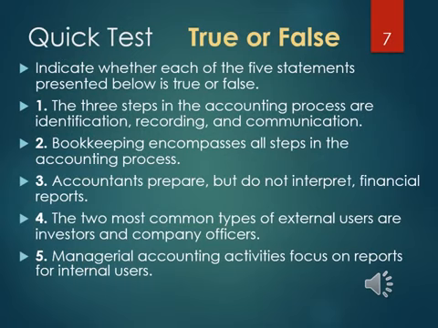Indicate whether each of the 5 statements presented below is true or false. 1. The 3 steps in the accounting process are identification, recording, and communication. 2. Bookkeeping encompasses all steps in the accounting process. 3. Accountants prepare, but do not interpret, financial reports. 4. The 2 most common types of external users are investors and company officers. 5. Managerial accounting activities focus on reports for internal users.